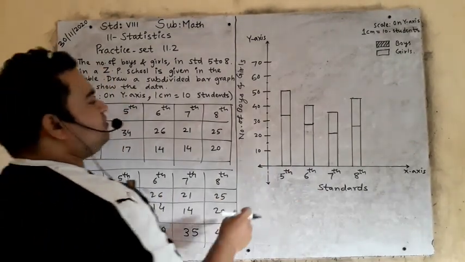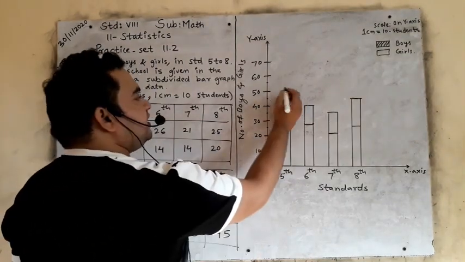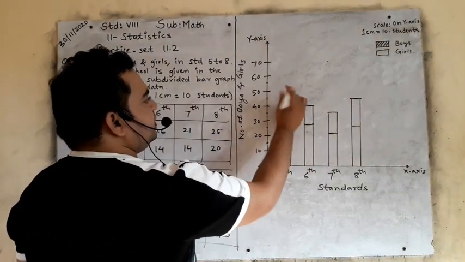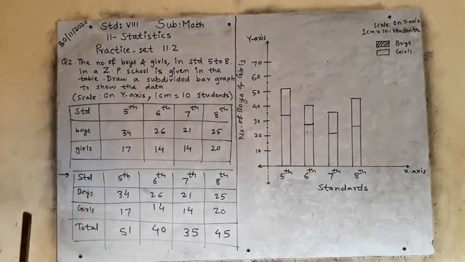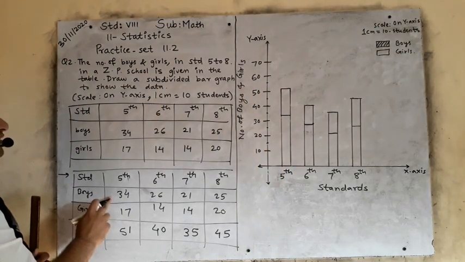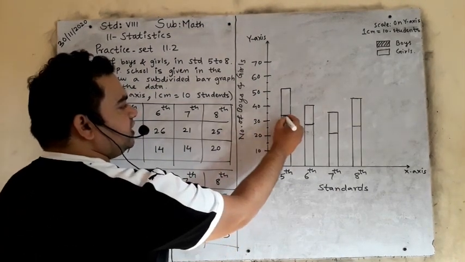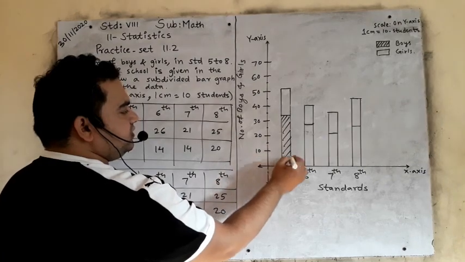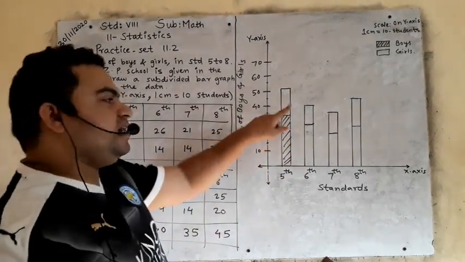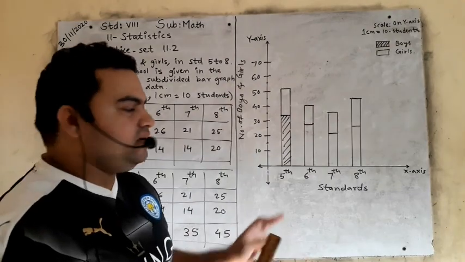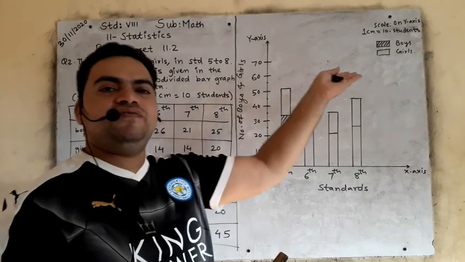Now the first total is 51, so you will draw a bar till 51. See, till 51, a little more than 50. And how many boys are there? 34. So you will go 30 plus 4. So 34 you will show by this filling. This is boys. It means girls you don't have to show. The remaining part is for girls. Remember, we will show only boys, and the remaining part will be girls.